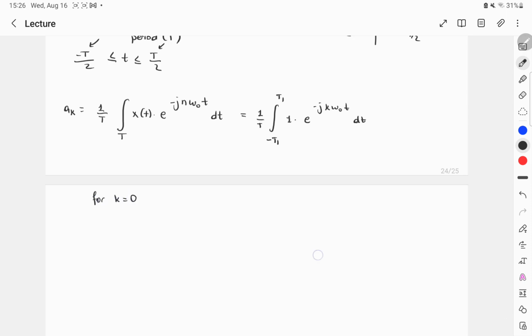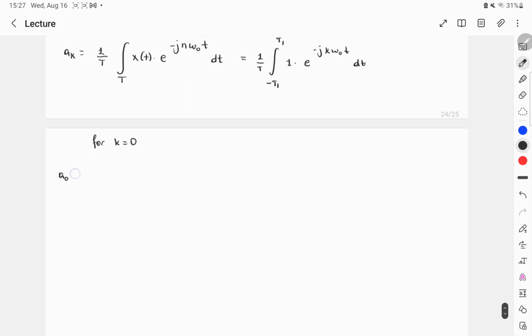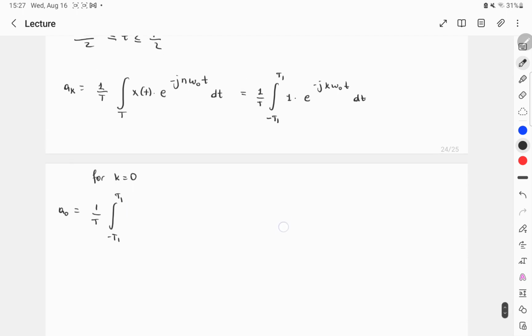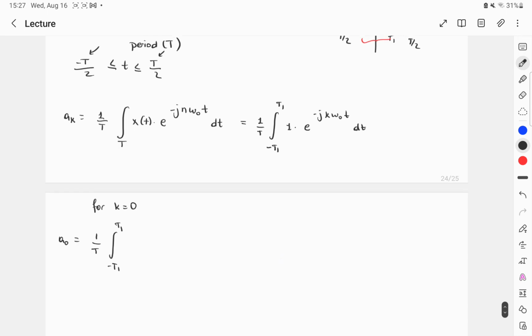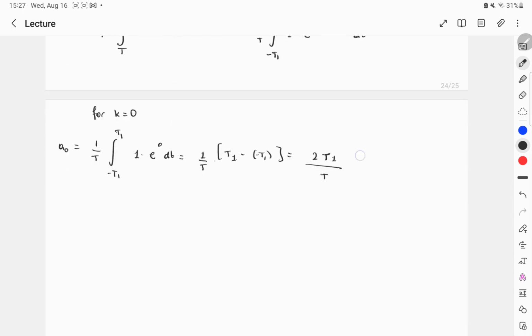For k equals 0, we will have a_0 equals 1 over T from minus T1 to T1 of 1 times e to the power of 0 dt, since k is 0, and it will give us 1 over T times T1 minus minus T1, which eventually gives 2 T1 over T. Alright? The coefficient a_0 is 2 T1 over T.